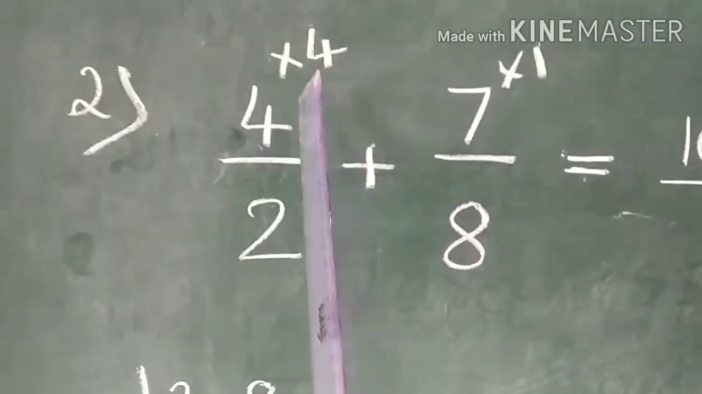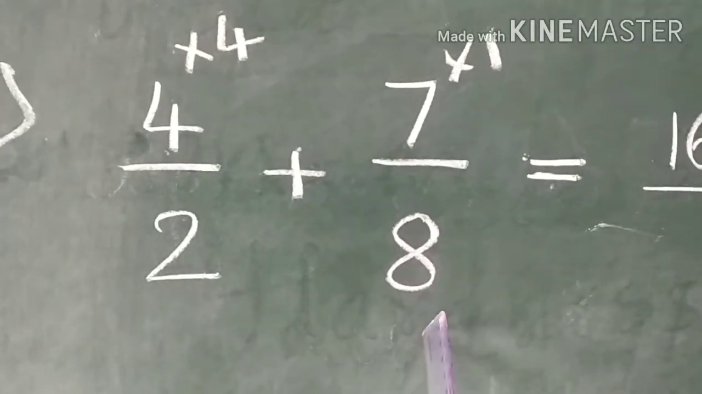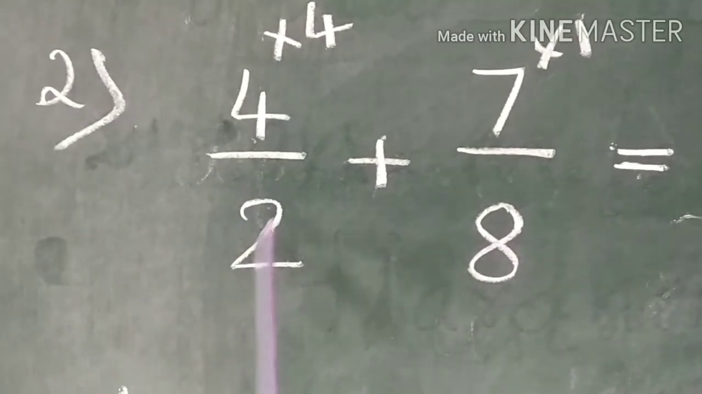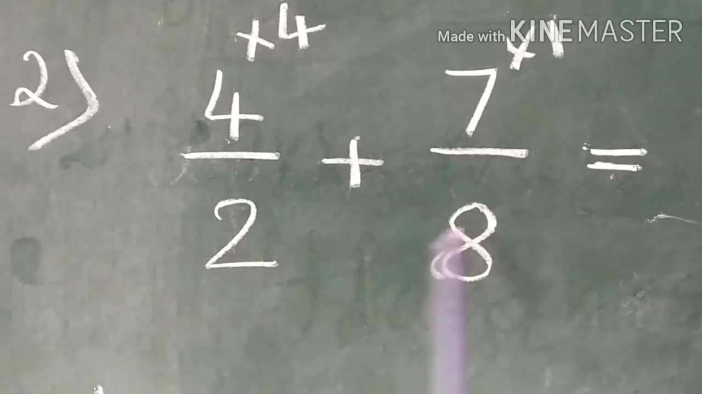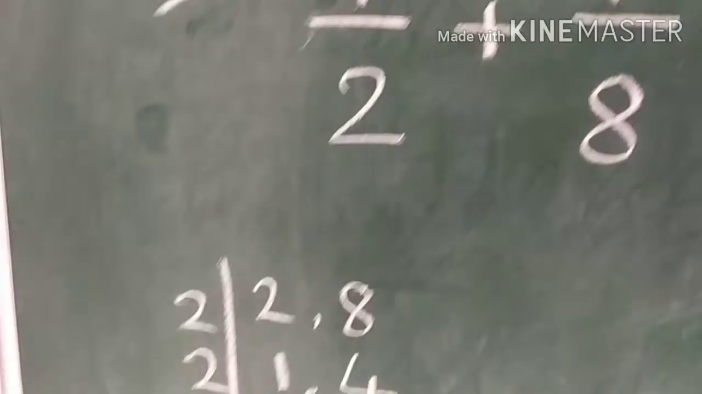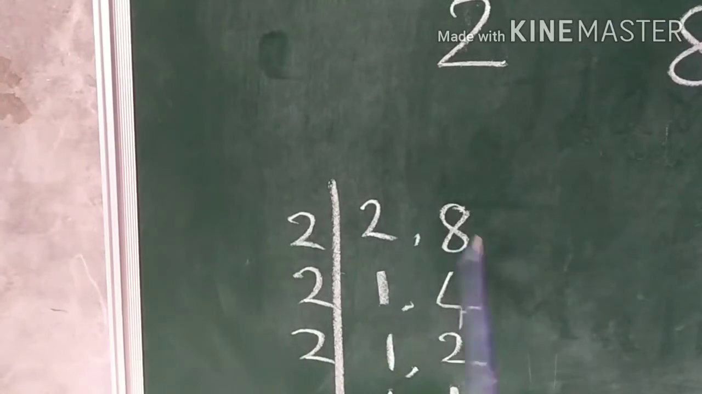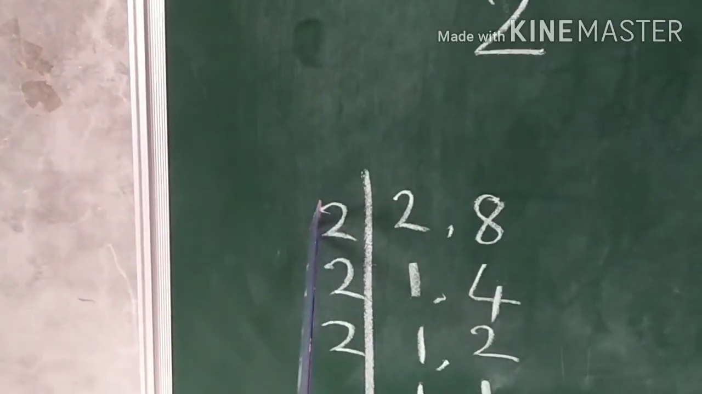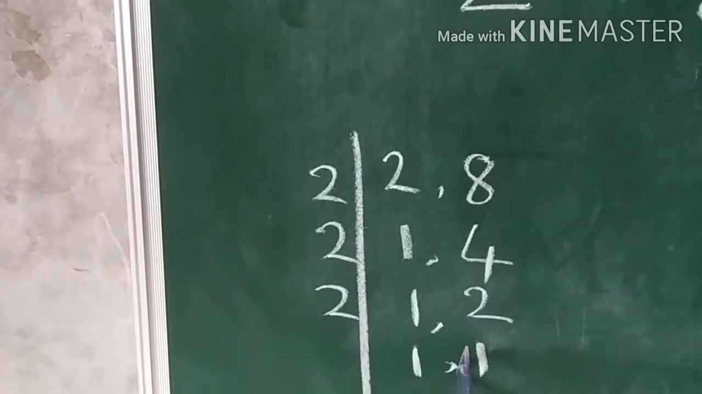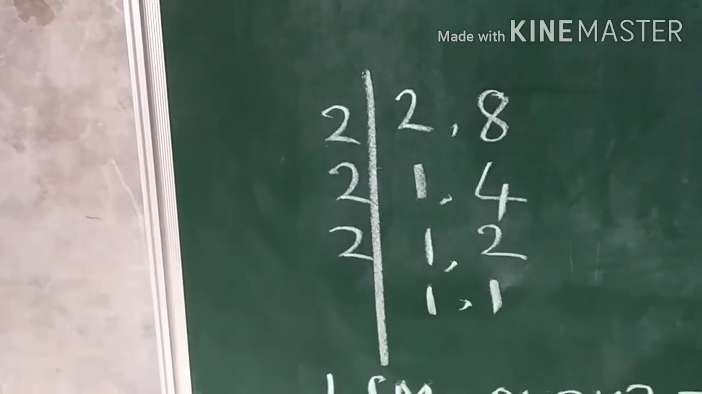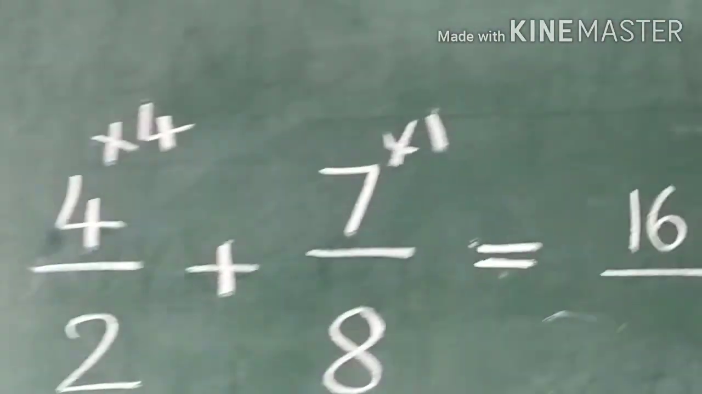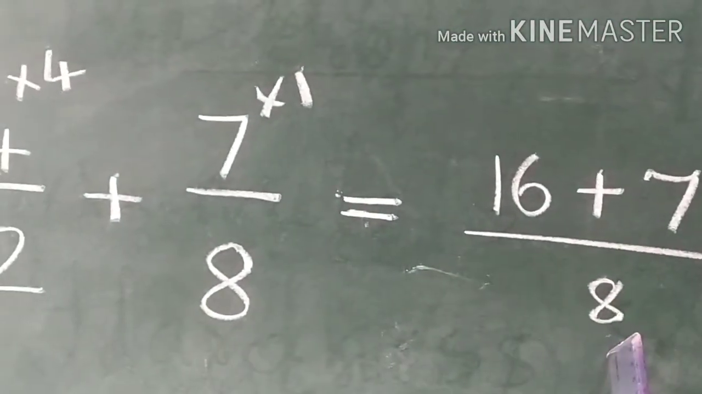One more example, 4 by 2 plus 7 by 8. Here the denominator parts are different, 2 and 8. When the denominators are different, we have to take the LCM of 2, 8. So, how to take the LCM? 2, 8. Take the factors. 2 1s are 2, 2 4s are 8. 2 1s are 2, 2 2s are 4. 2 1s are 2, 2 1s are 2. So, multiply the factors. 2 into 2 into 2. LCM is 8. So, keep that 8 in the denominator part.